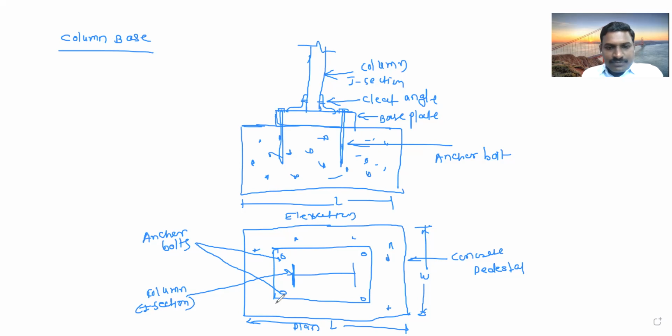Here, LP is the length of the plate, and BP is the width of the plate. Similarly, here this is the length and this is the width of the foundation. So this is LF, this is BF. Capital BF is the width of foundation. Capital LF is the length of foundation. Capital LP is the length of plate. Capital BP is the width of plate. And this is your I section, and this is the depth of your I section.